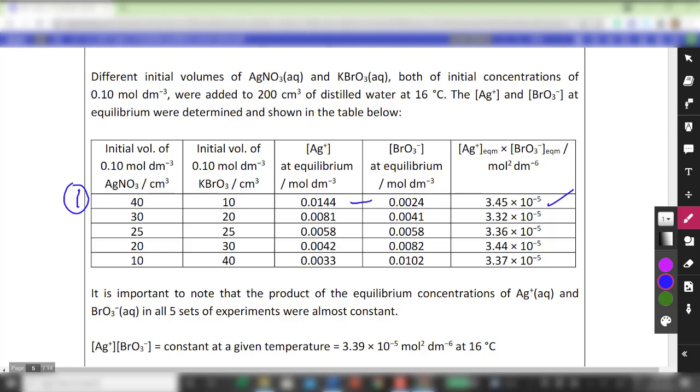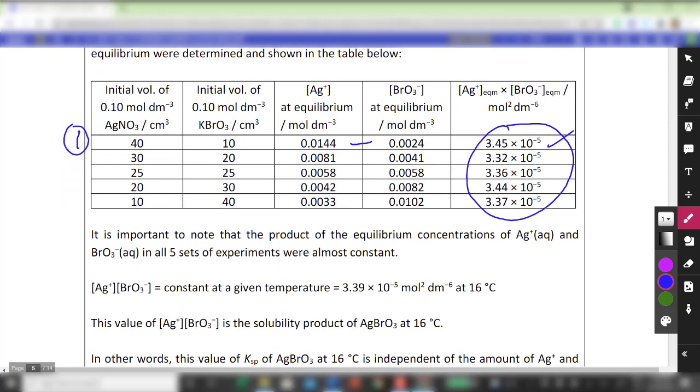Using the same method and mixing different volumes together, altogether we have 5 experiments. You notice that when you multiply the equilibrium concentration of silver plus and the equilibrium concentration of bromate together, this value is relatively constant. Of course, it varies a little bit because of experimental error, but the point is that the concentrations of silver plus and bromate at equilibrium can vary, but when you multiply the two together, the value will be fixed, and this is what we call Ksp.